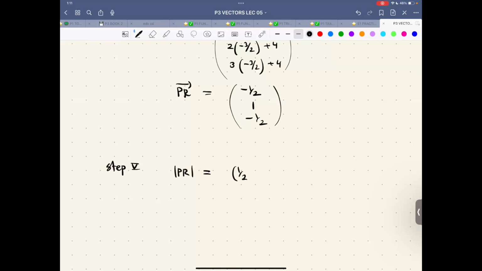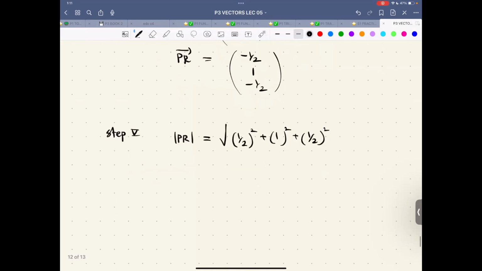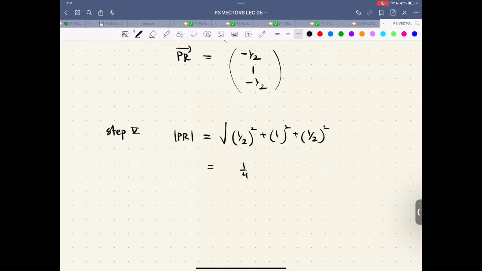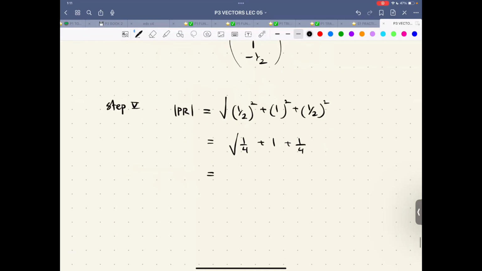That is half squared, that is 1 squared, that is half squared, all under root. So this is 1/4, this is 1, this is 1/4, under root. That is square root of 1.5. Square root of 1.5.